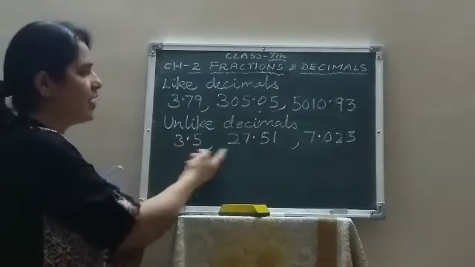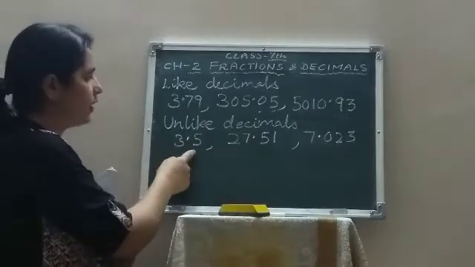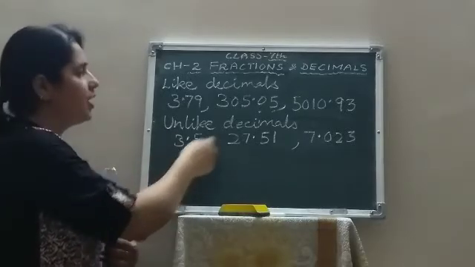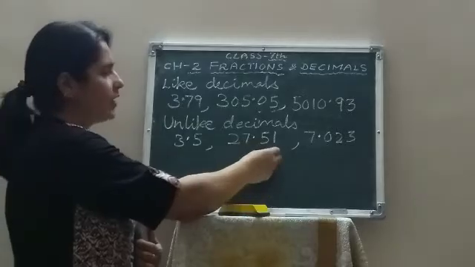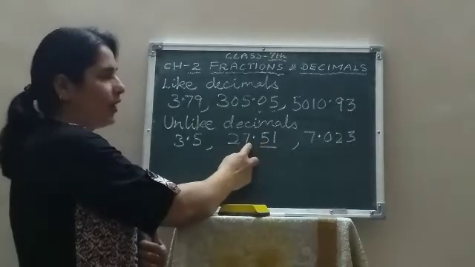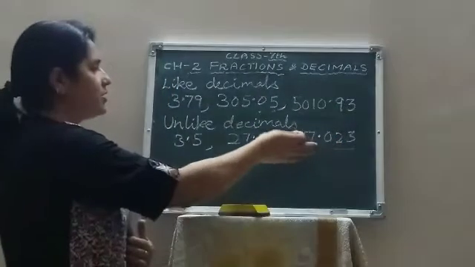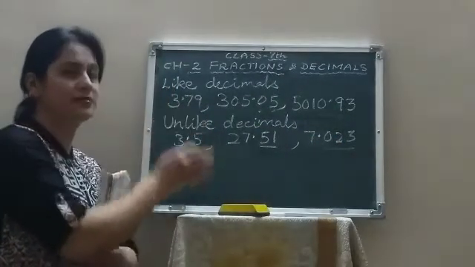And examples of unlike decimals I have written: 3.5, only 1 digit after the point. 27.51, it has 2 digits after the decimal point. 7.023, it has 3 digits. So these are unlike decimals.